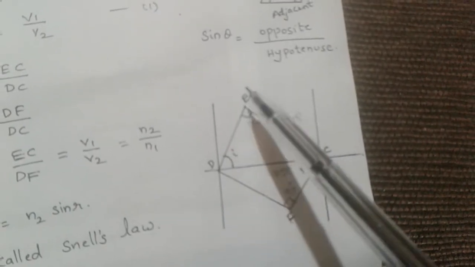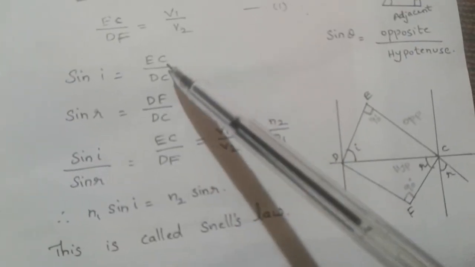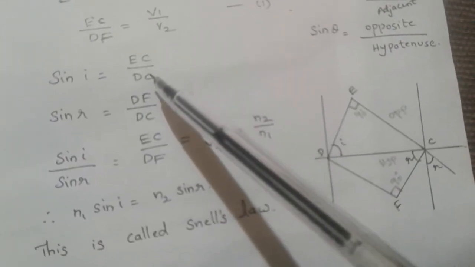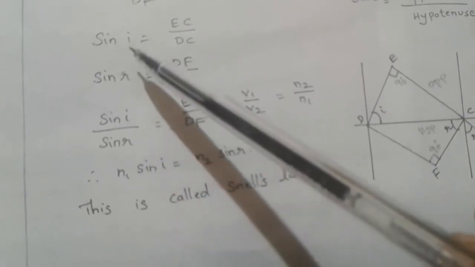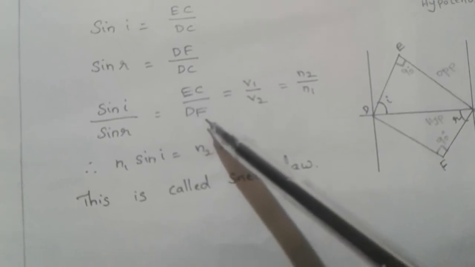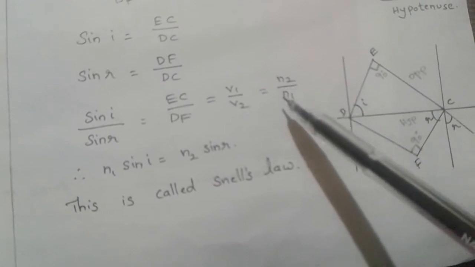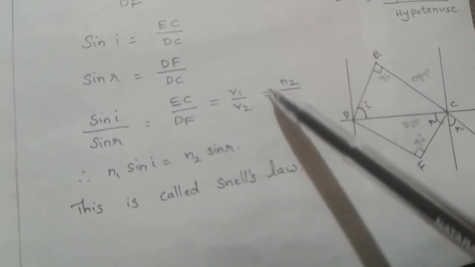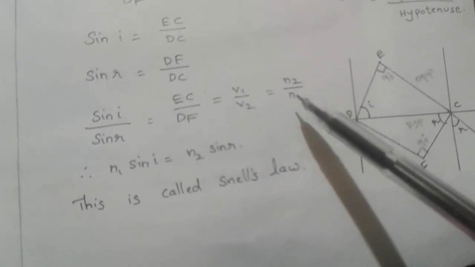So according to this, sin I from the triangle DEC is equal to EC by DC, where EC is the opposite side and DC is the hypotenuse. Sin R is equal to DF by DC. If we take the ratio of sin I by sin R, then EC by DF is equal to V1 by V2, which is nothing but N2 by N1. If we want to understand this clearly, you can go to the relative refractive index.